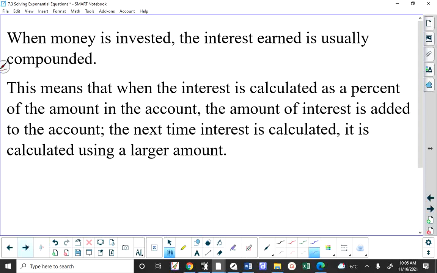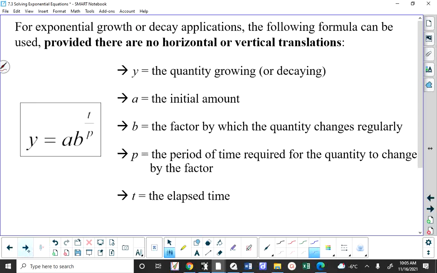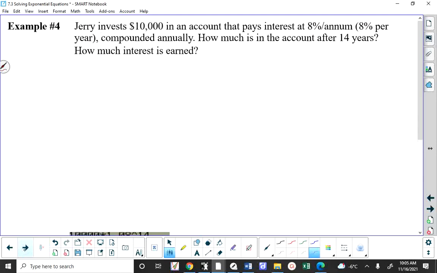And when you solve finance problems in Math 30, you're going to solve them using this formula. Okay. So let's take a look at this example. Jerry invests $10,000 into an account, and this is how you would see it on an exam. You would see 8% per annum, and in this case for Jerry it's compounded annually.